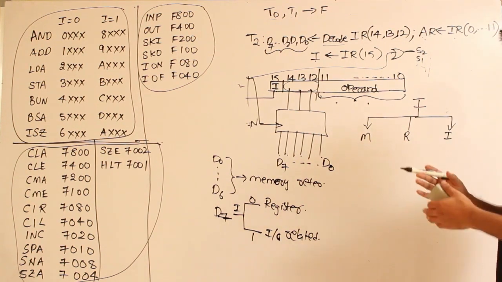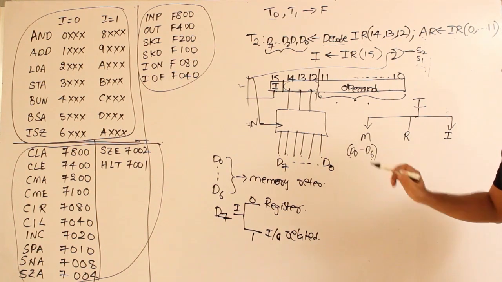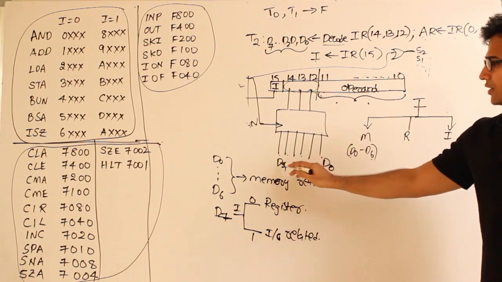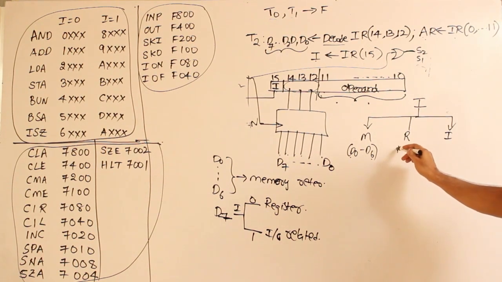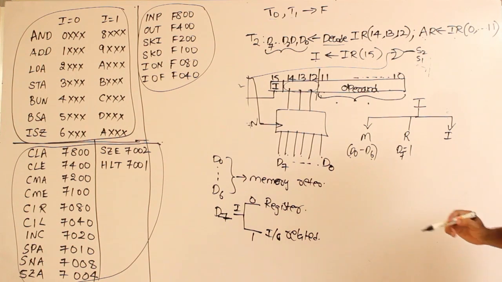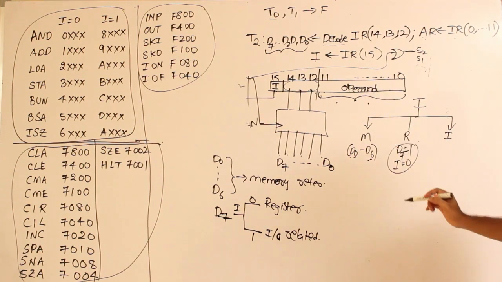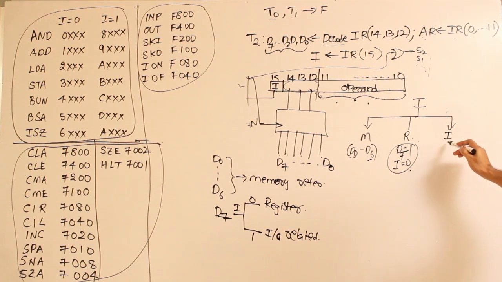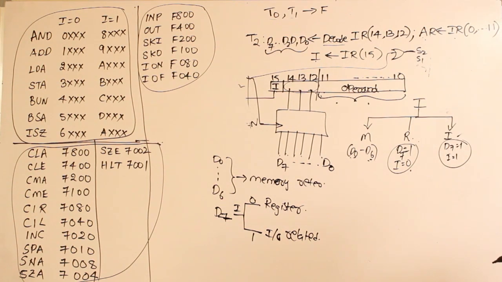Now how did I distinguish them? From D0 to D6, if you get 1 in any of these places, then it is memory related. And how can you relate these two? If D7 equals 1, in this case any of them can be 1. If D7 equals 1 and I equals 0, the most significant bit being 0, then we call it a register reference instruction, right? And if D7 equals 1 and I equals 1, we think that it is an IO related instruction. So overall we have 25 instructions.